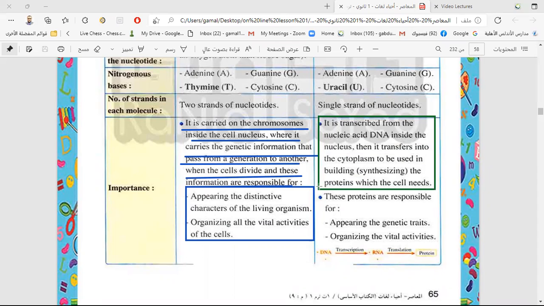Then it transfers into the cytoplasm to be used in building or synthesizing the protein in the cell. The protein is used in making maybe a hereditary trait, or making an enzyme, or making a hormone, or something like this. So it is responsible for the appearance of the genetic traits, and also organizing all vital activities. So you can say that RNA is only a copy of a part of DNA. It is transcribed from DNA.